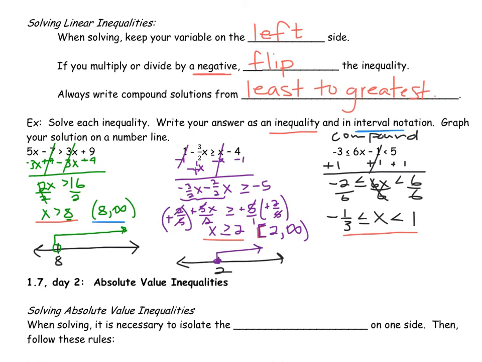Now, to get that to be your interval answer, notice that negative 1/3 is less than or equal to x. That means we would use a bracket, writing it smallest to biggest, all the way up to 1 on the right, and that's just less than 1, so we use a parenthesis. That represents your interval notation.